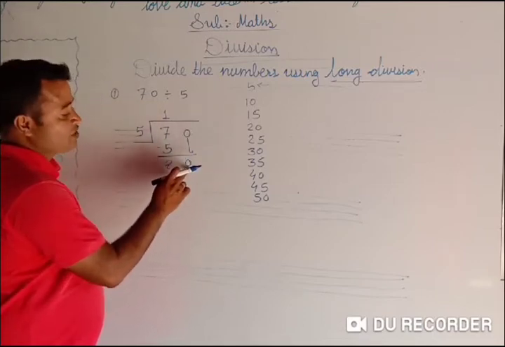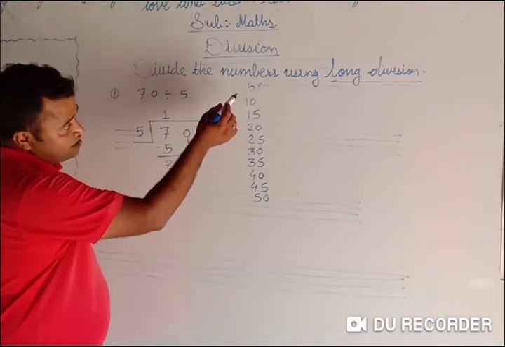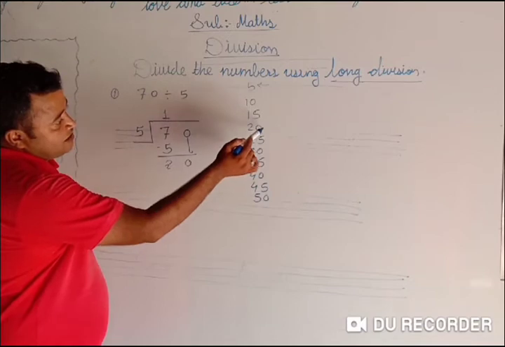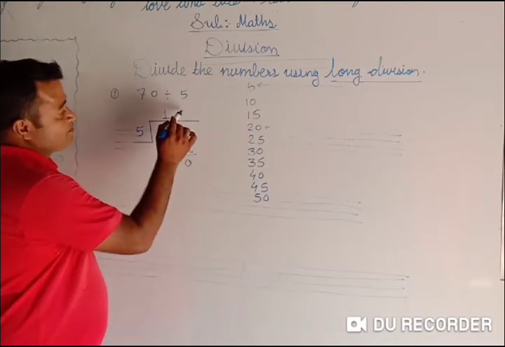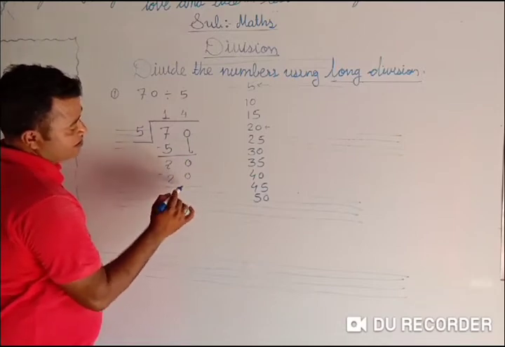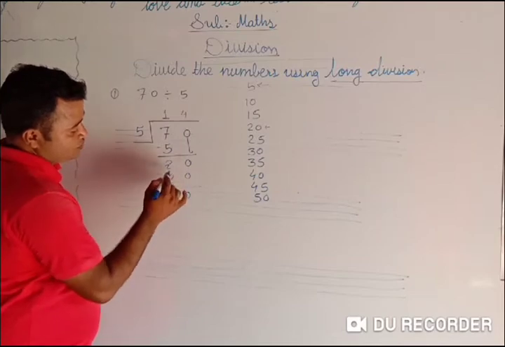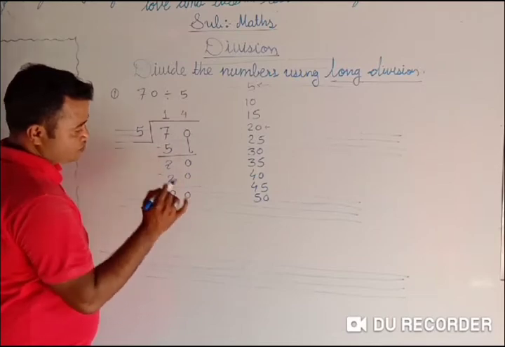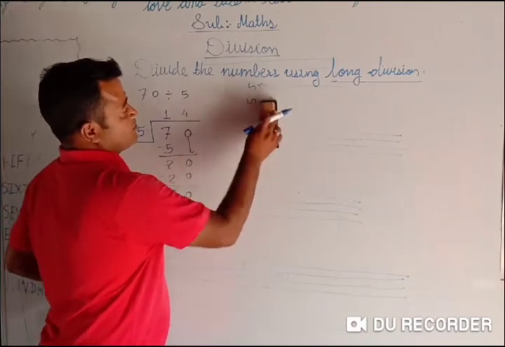Now I ask myself, does 20 come in the 5 times table? Just take 5, 10, 15 and 20. Yes, 5 fours are 20. So I'll write 4 in the quotient, 5 fours are 20. And my remainder is 0. 2 minus 2, 0.